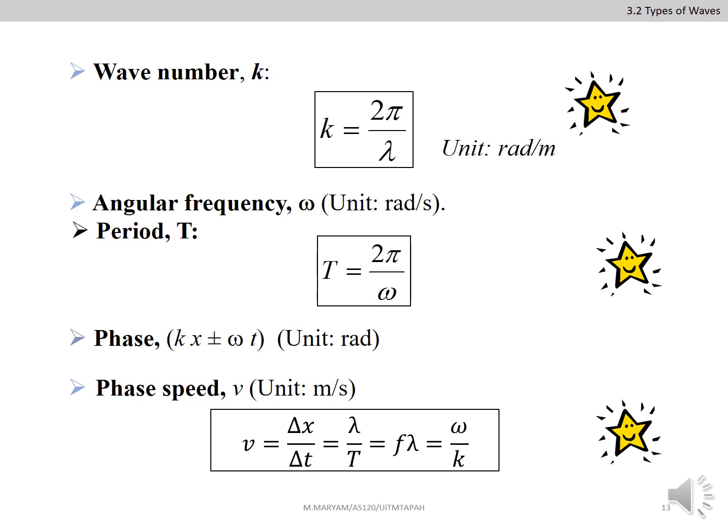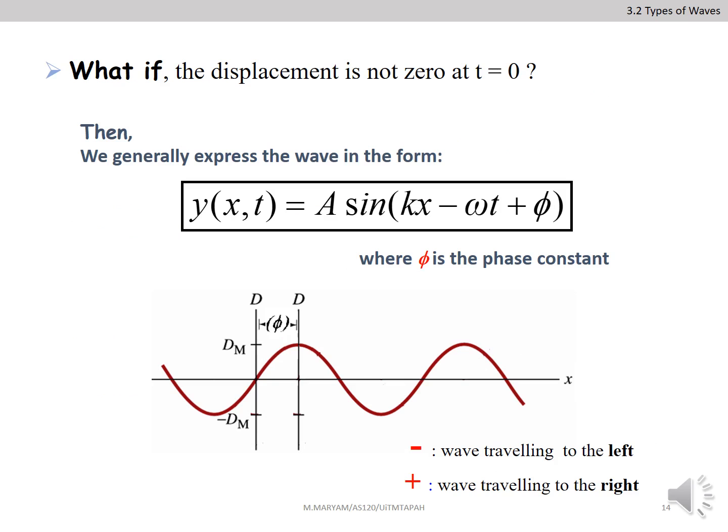Phase is kx plus or minus omega t. The unit for phase is radian. Phase is an angle. Phase speed, v. There are 4 equations for phase speed. It depends on the information given in the question. The first one is distance traveled divided by time, or you can use lambda divided by period, f lambda, or omega divided by k. K is a constant. What if the displacement is not 0 at t equal to 0?